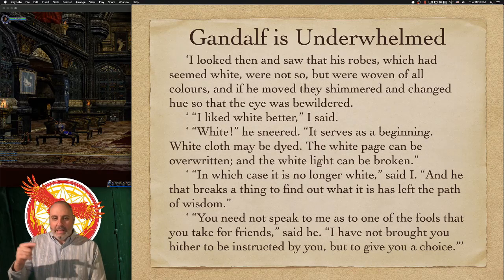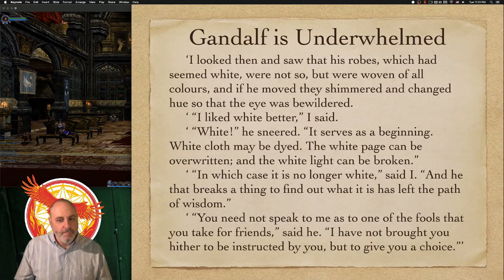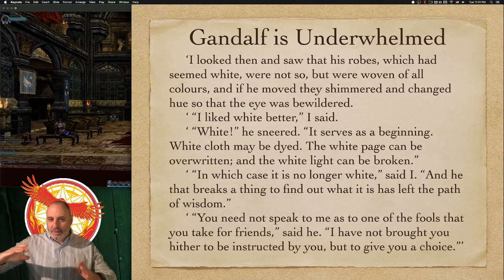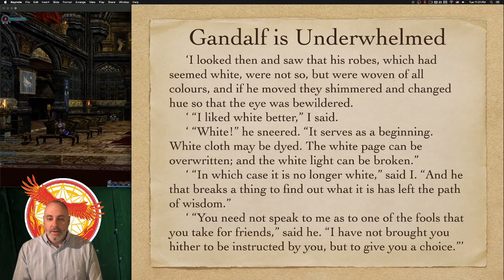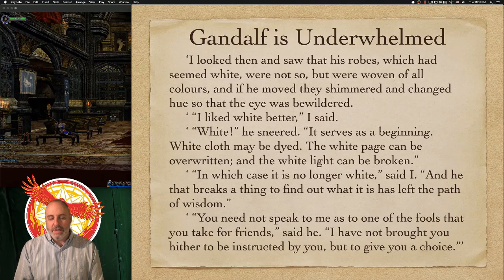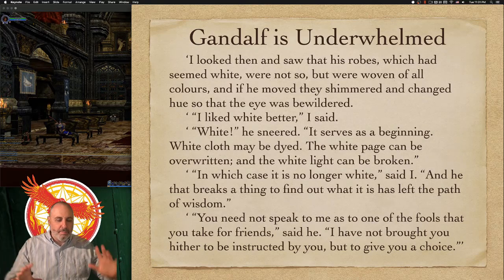Just like how beautifully dyed clothes are much more interesting than white cloth, just as a closely written page containing important knowledge or a literary work is much more valuable, right? It's much greater, much more beautiful than a plain white page, less pure, less simple, right? So much more so, and much more dramatically so, you take the white light and you break it, and you have the whole rainbow and multiple rainbows, right?